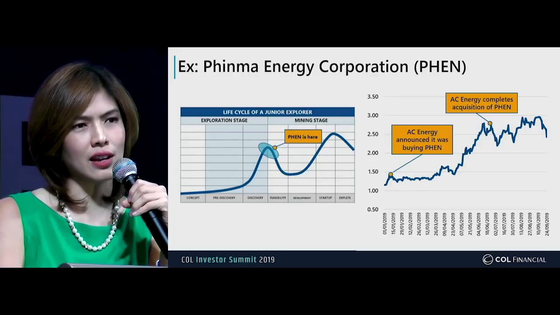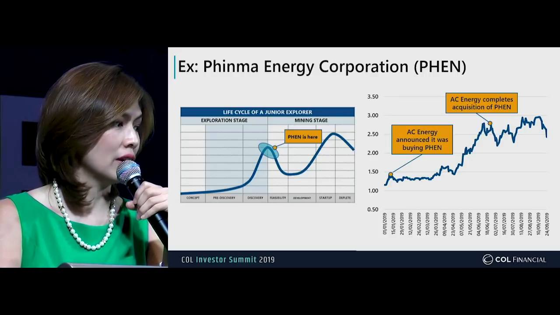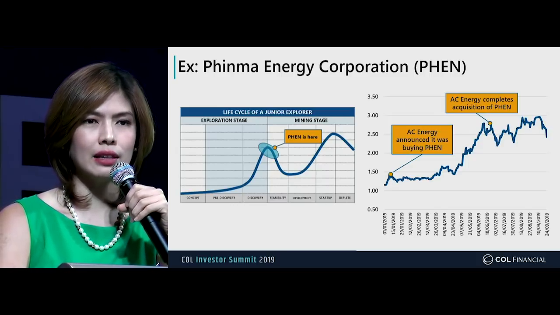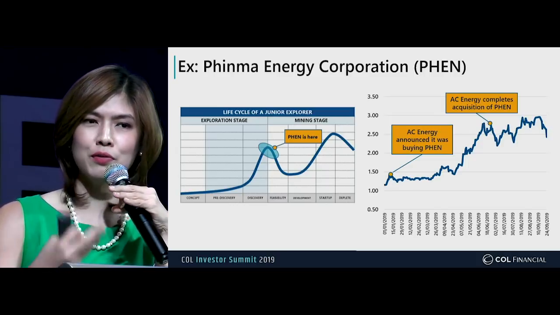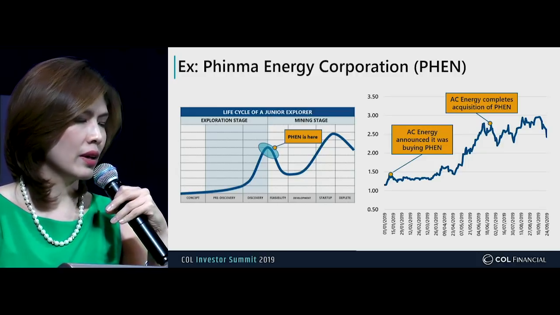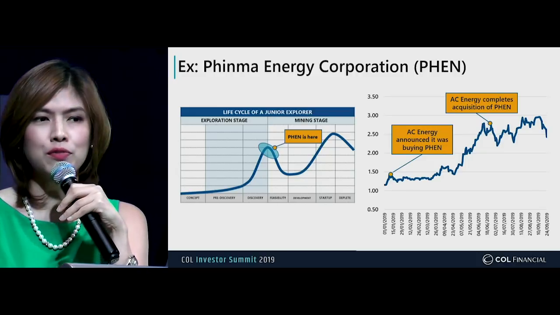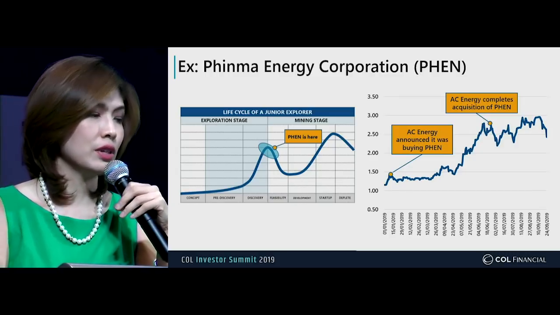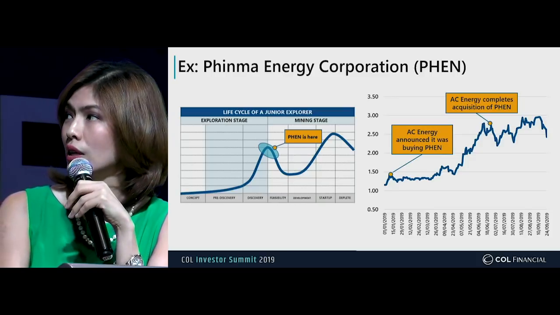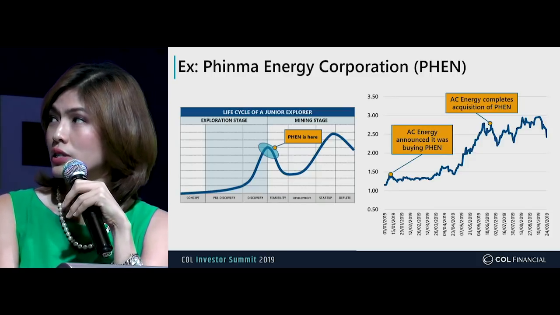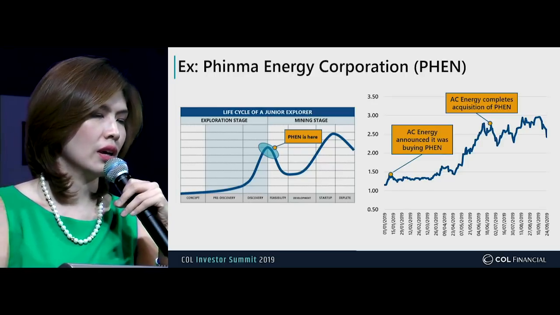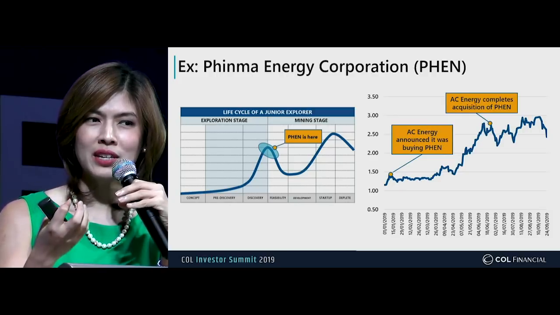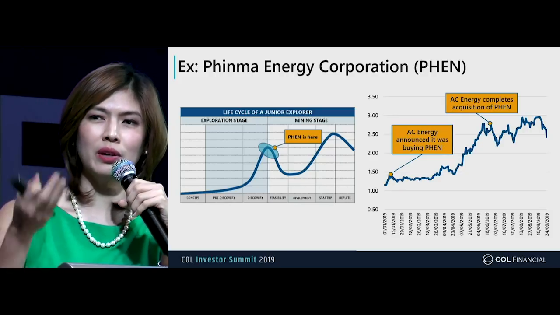Okay, another stock that people are asking questions about right now is Phinma Energy. We feel like it's also in a similar phase as ISM. Okay, the share price of Phinma went up because AC Energy announced that it was buying Phinma Energy. And of course, in June of this year, AC Energy completed the acquisition on Phinma Energy. Okay, so finally, analysts like me now have details of what's going on.